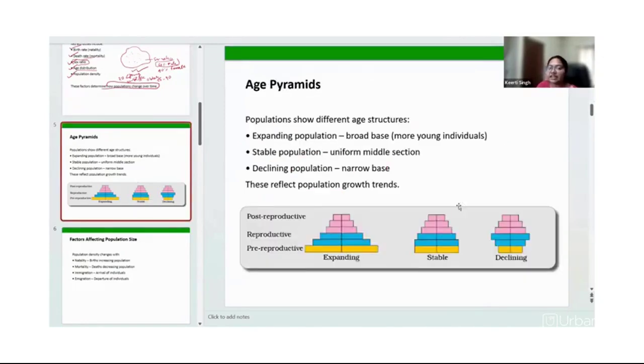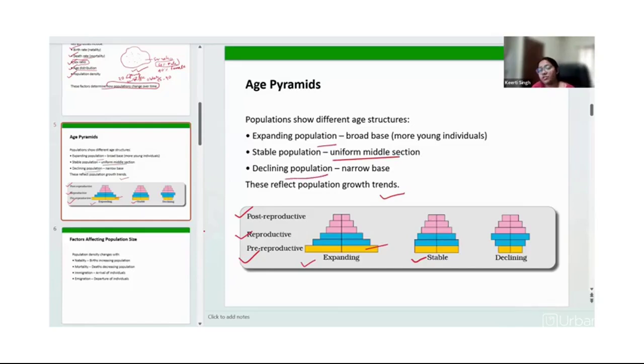For example, this age population. See, this is the figure which is shown. You can see this expanding population. This is divided again into three types: post-reproductive, reproductive, pre-reproductive. Expanding population is one. This shows a broad base. It means there are more of the young individuals. The next one is stable population. This shows the uniformity. And the other is declining population.